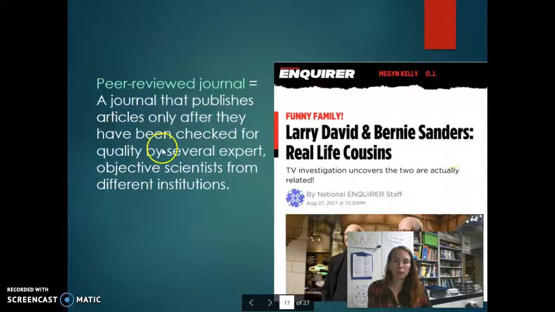Another thing you want to look for is peer-reviewed journals. Looking at this over here on the right, you see the National Enquirer. And in the National Enquirer, you find a lot of crazy out there headlines. What you don't see here is how they proved that somebody is related. Even going into the article, you definitely won't find that. This is not a reputable news source.